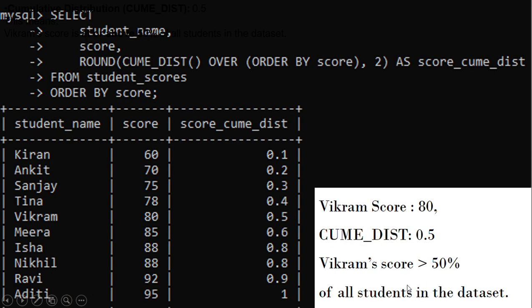We will try cumulative distribution with the other student score table. Here also when I used cumulative distribution, we can see the percentages. So if we try to understand Vikram's score, Vikram's cumulative distribution score is 0.5. That means Vikram's score is greater than 50% of all students in the data set.